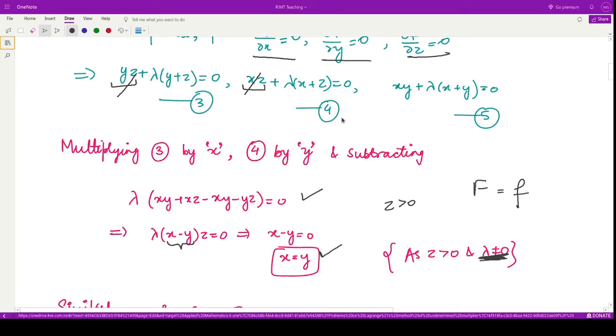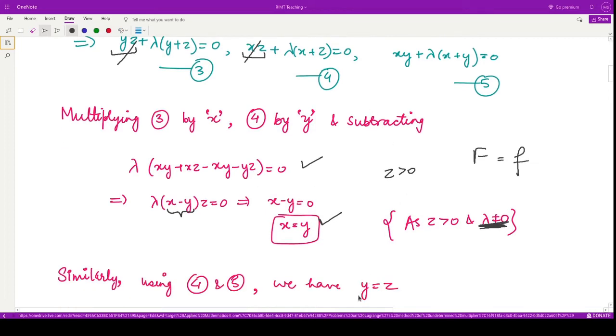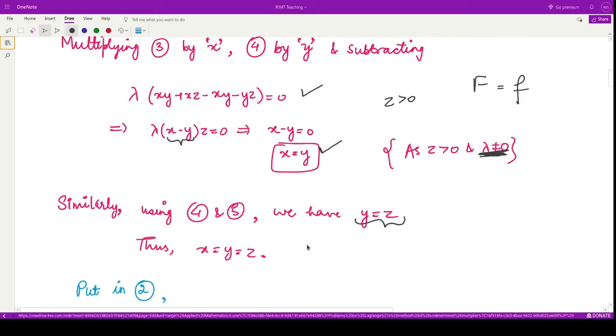Similarly, when you solve equations 4 and 5, that means you multiply equation 4 by y and you multiply equation 5 by z, and then you subtract these two, you will have y is equal to z. So this is the second relation. So you have x is equal to y and y is equal to z. That means all three are equal. So x is equal to y is equal to z. This is the condition that we obtained using equations 3, 4 and 5.